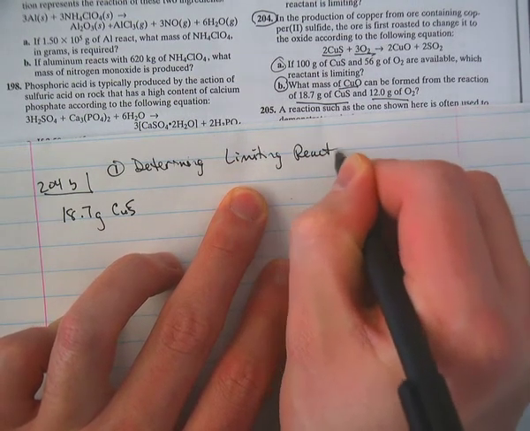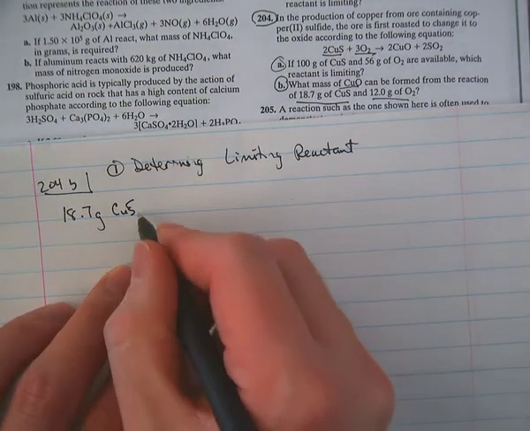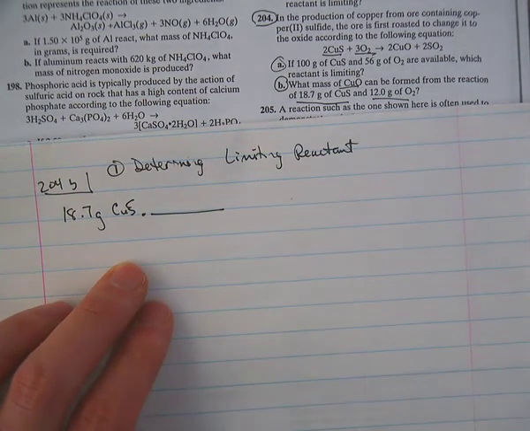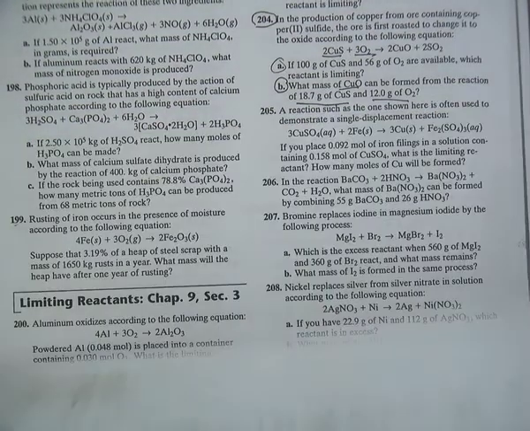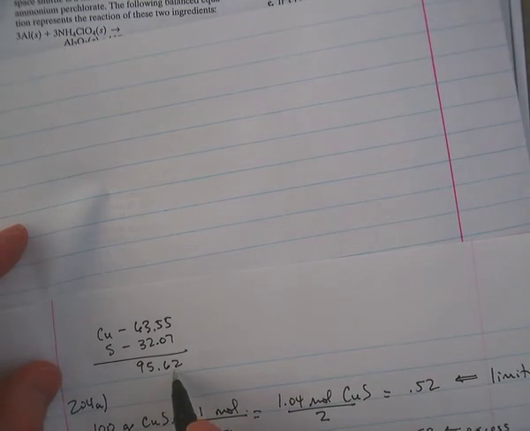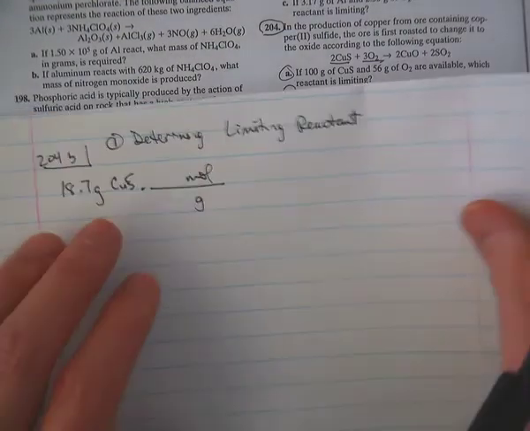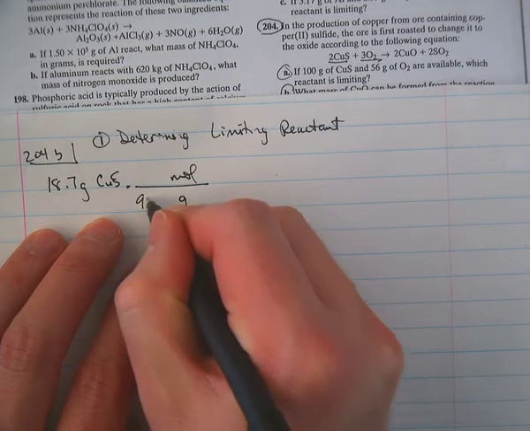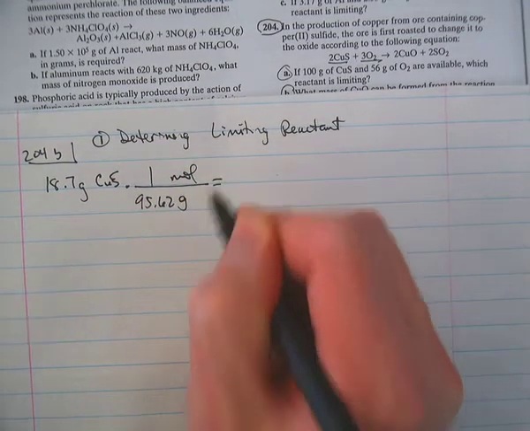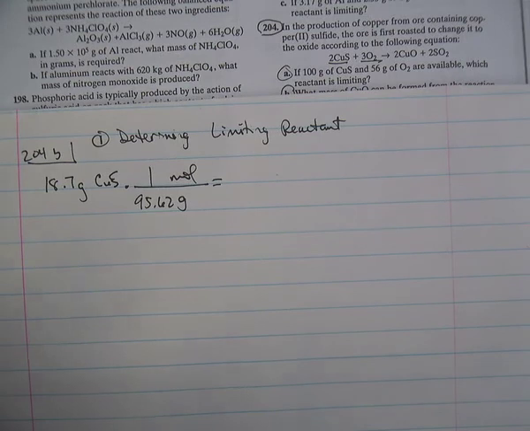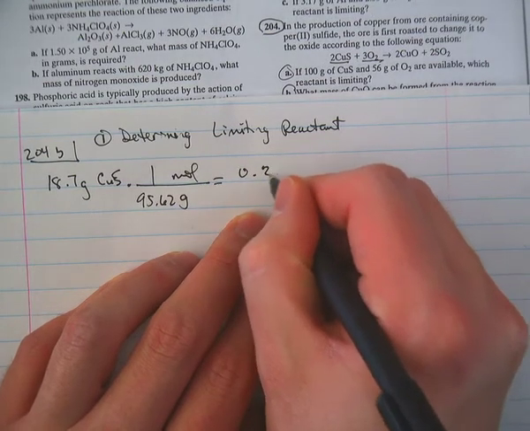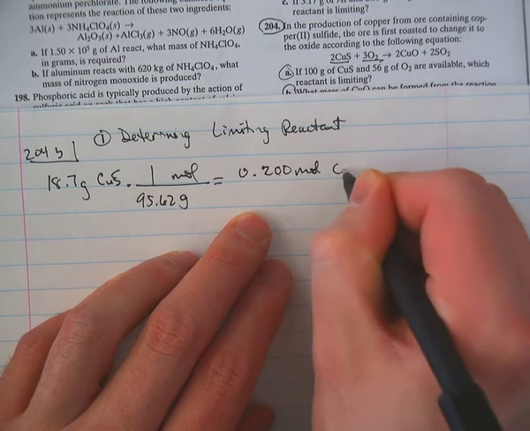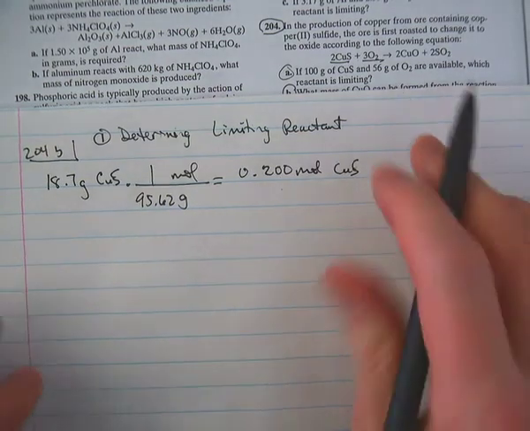Okay, so determining the limiting reactant is my goal here. Again, when they give me grams, I have to turn it into moles before I can do anything. Grams goes on bottom, moles goes on top. Before I got the mass of CuS, it was 95.62, so I'm just going to use that again here. 95.62 grams per 1 mole. Divide that out super quick, 18.7 over 95.62, and that is 0.200 moles of CuS.